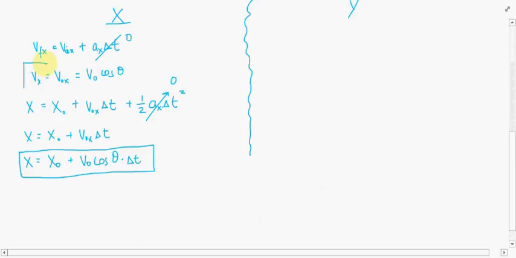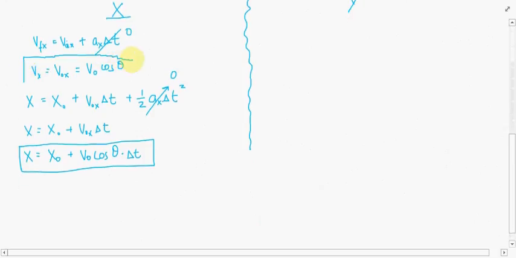So one describes its velocity at any point in time. Let's make that a bit of a nicer line. One describes its velocity at any point in time, and the other one describes its horizontal position at any point in time. We will do the same thing for the velocity and position in the y direction.